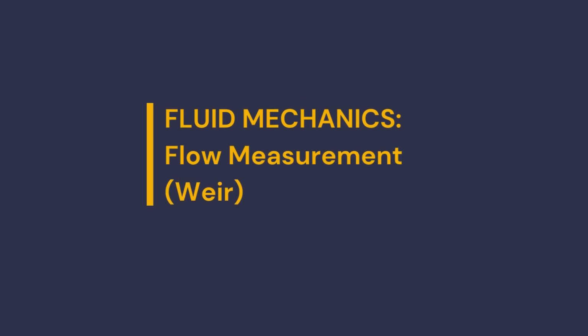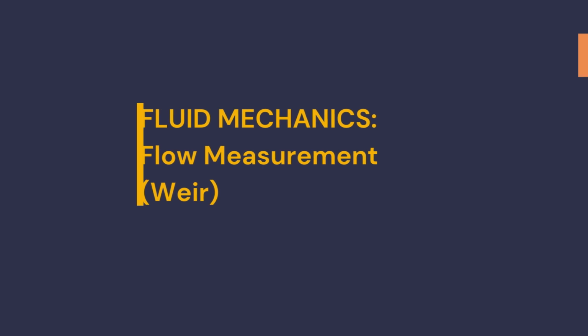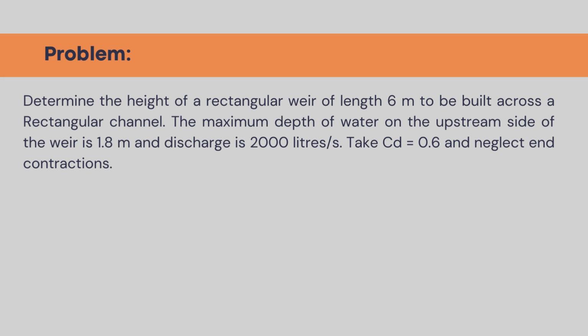Hello, everyone. Today, we are going to delve into a topic in fluid mechanics, the flow measurement using a rectangular weir. Here's our problem statement. We need to determine the height of a rectangular weir with a length of 6 meters to be built across a rectangular channel. The maximum depth of water on the upstream side of the weir is 1.8 meters, and the discharge is 2,000 liters per second. We are given a discharge coefficient of 0.6, and we will neglect end contractions.